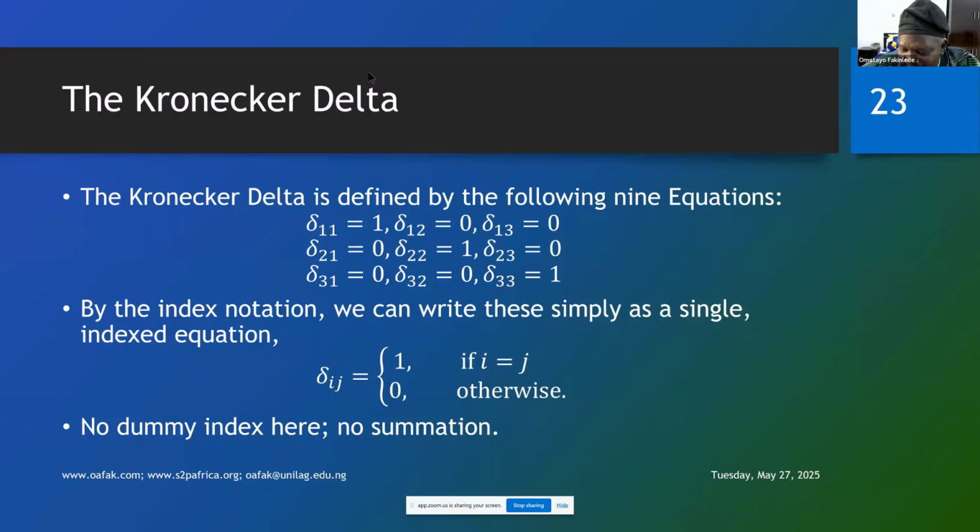If there are 3 free indices, there are 27 equations, because that is 3 raised to power 3, that is 3 times 3 times 3. And you will see that when we get to the Levi-Civita symbol, there will be 3 free indices, and therefore there can be many more equations than we have here.